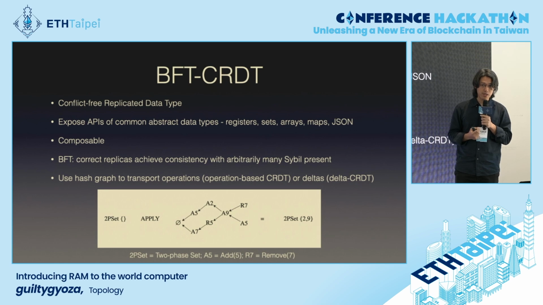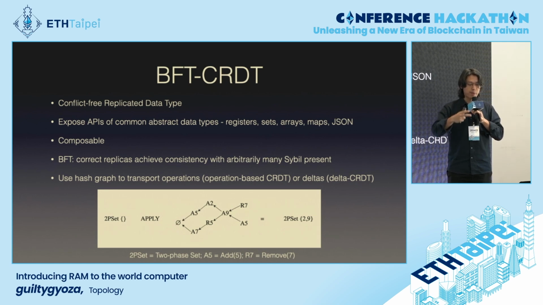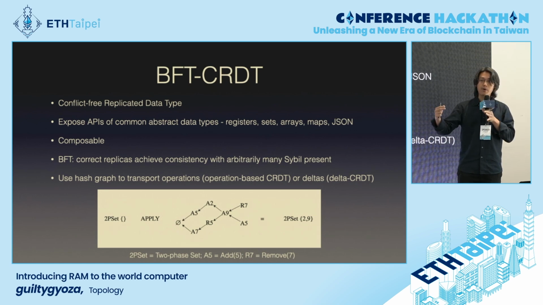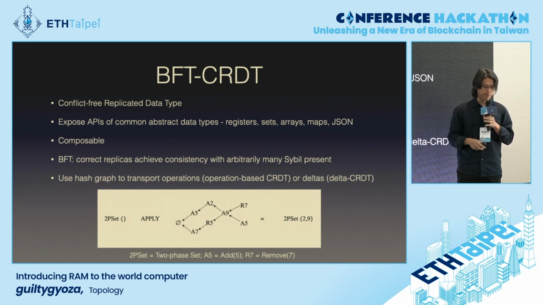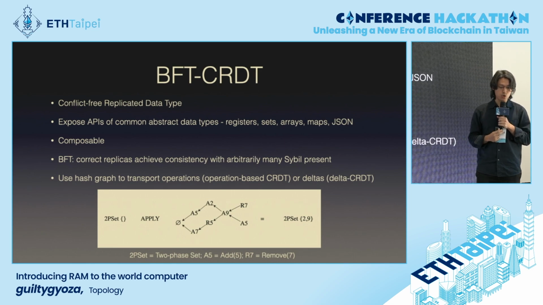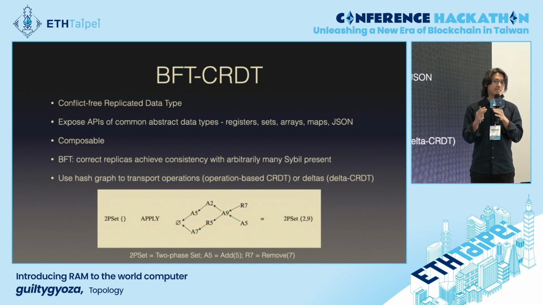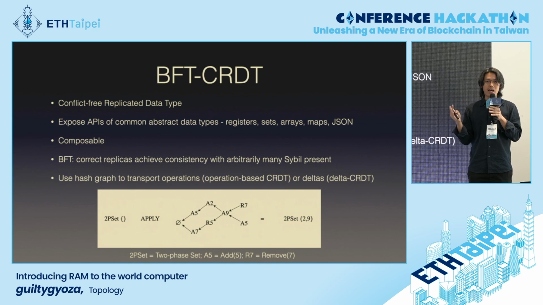Furthermore, we can have BFT CRDTs, which means that you can have these replicated data types that are concurrently operated upon by many, many replicas, and they can be immune to Sybil actors in the system. And below, you have a very basic CRDT called a 2P set, or two-phase set. A two-phase set is a mathematical set that allows you to add elements to the set and then allows you to remove elements from the set. But once an element is removed, it cannot be re-added. Therefore, it's a two-phase set.